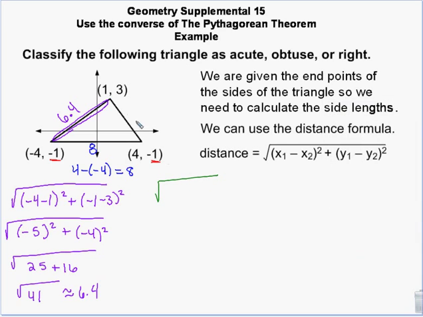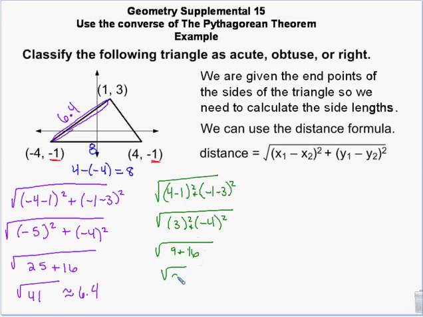So I have 4 minus 1 squared plus -1 minus 3 squared. So that's 3 and -4. So 9 plus 16, so 25, and that's 5. So this length is 5. So now I have my 3 lengths.